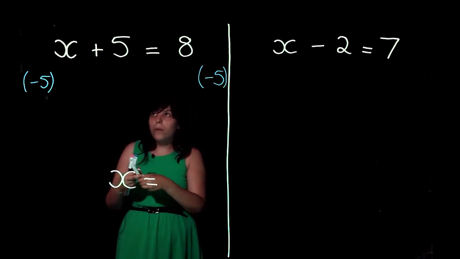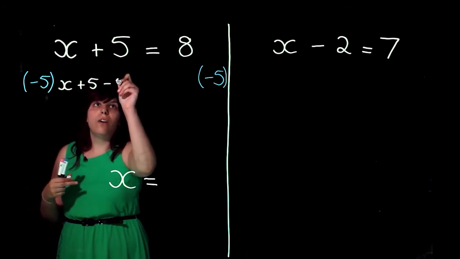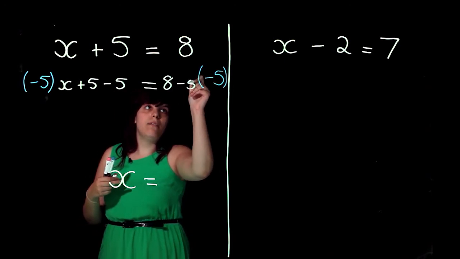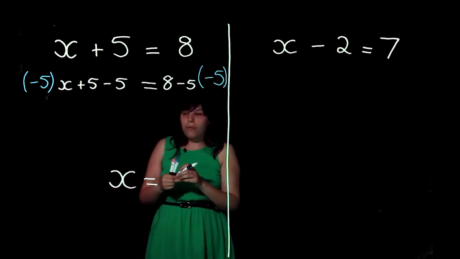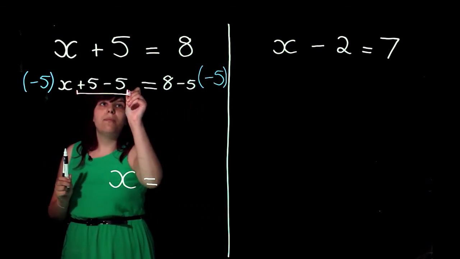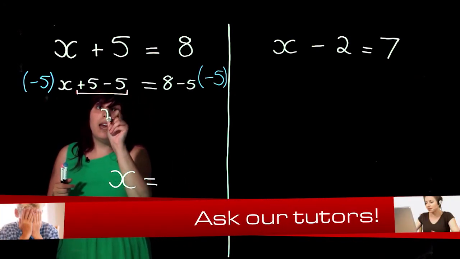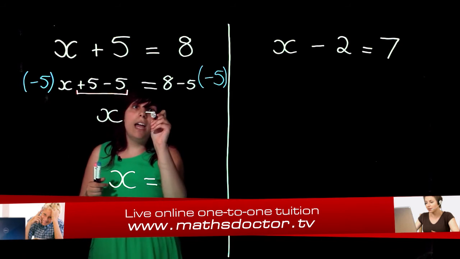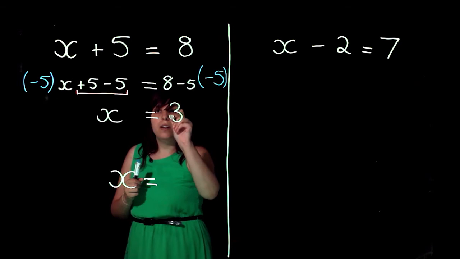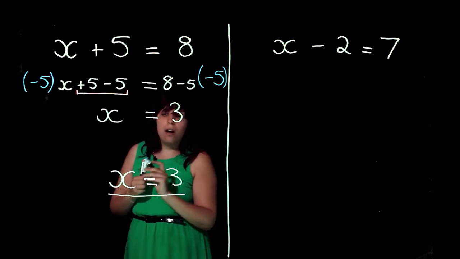So we've got x plus 5 minus 5 equals 8, and then we're taking away 5. So if we work that out, we know that plus 5 minus 5 is going to give us the 0, which was what we wanted. So I'm just going to be left with x on this side. And then when I do 8 minus 5, I get 3. So that means that x equals 3. And there's my final answer.